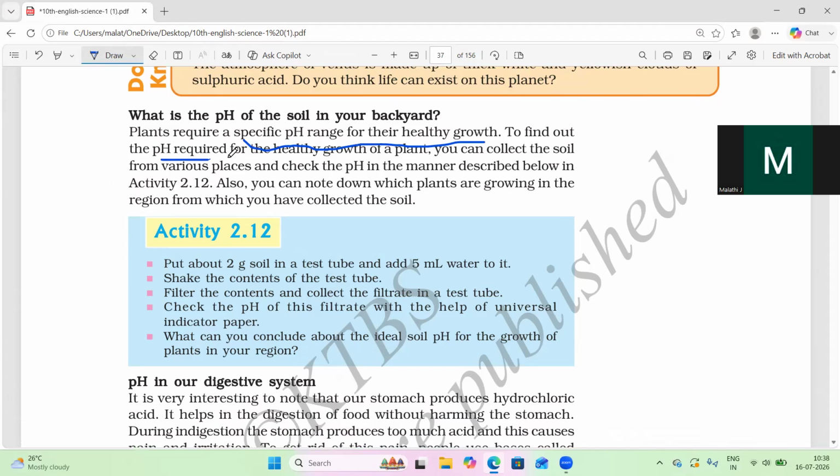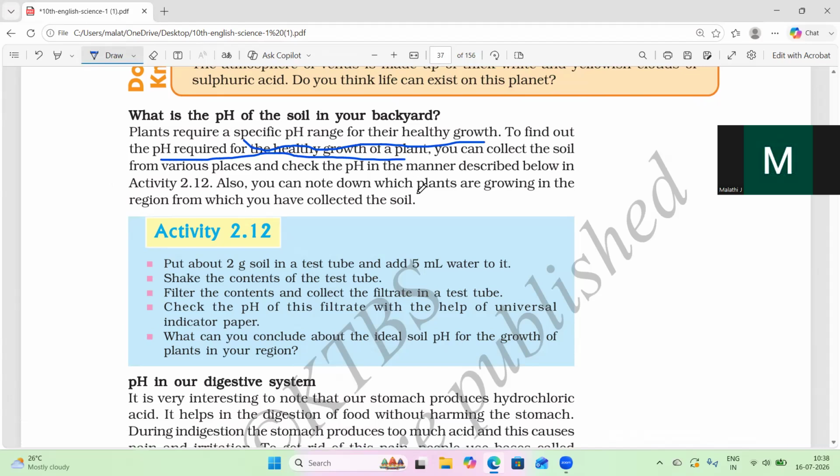If the pH value is exactly what the plant needs, then the plant will grow healthily. So if the pH changes in the soil, what will happen? The plants will not survive.